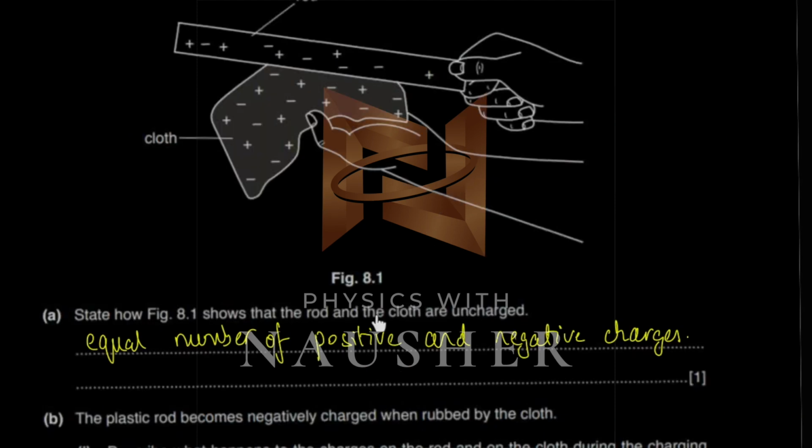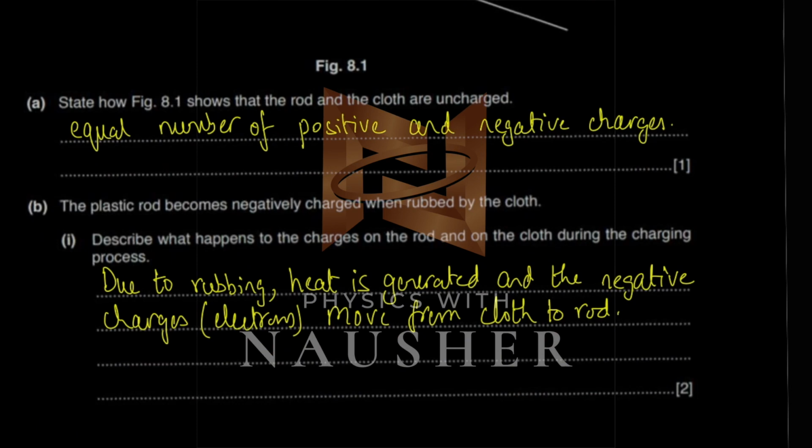How do you know that the two things are uncharged? Because you can see equal number of positive and negative charges on both. Now describe how does the rod become negatively charged? Because due to rubbing, heat is generated, and the negative charges, which are the electrons, they move from the cloth to the rod, because the rod is negatively charged.